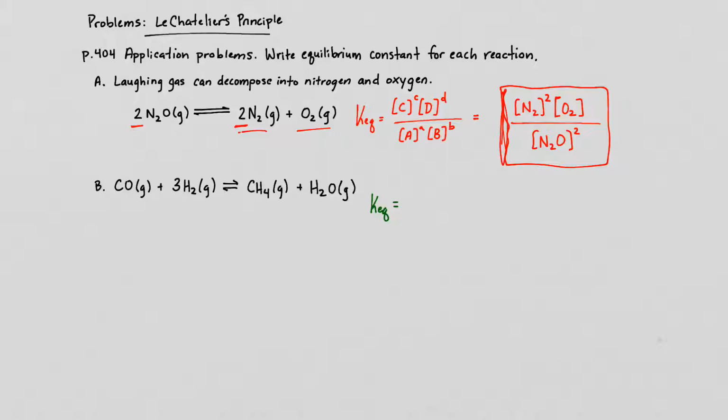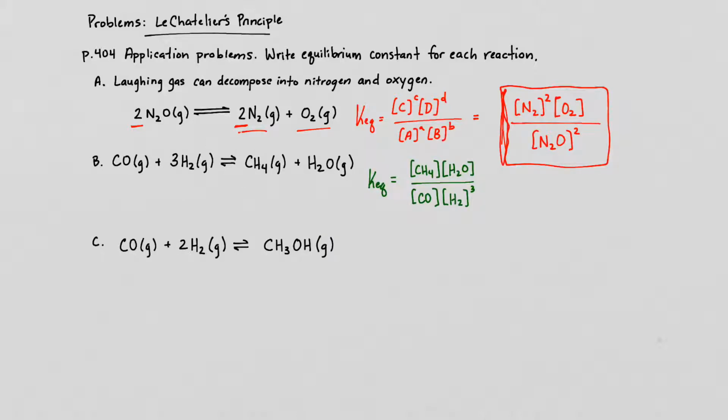Our products are methane. Okay, so we have the concentration of methane. There is no coefficient, so it does not have an exponent. And then we have water, so that is the second factor in our product here. Products are always over reactants. That's our numerator. And then our denominator is CO, carbon monoxide, without an exponent because it does not have a coefficient, and then hydrogen gas with an exponent of 3. That is our KEQ for that reaction.